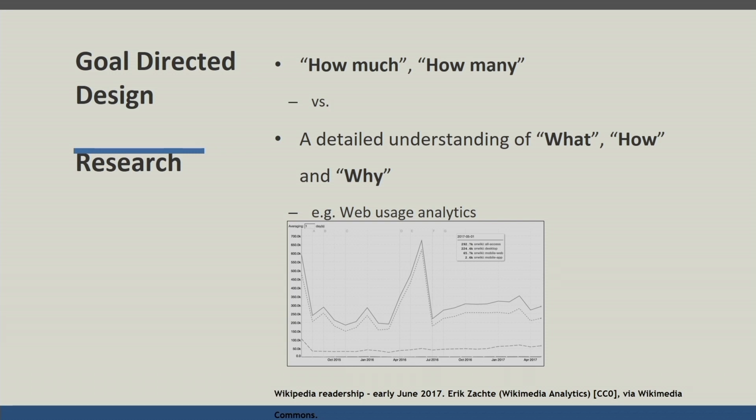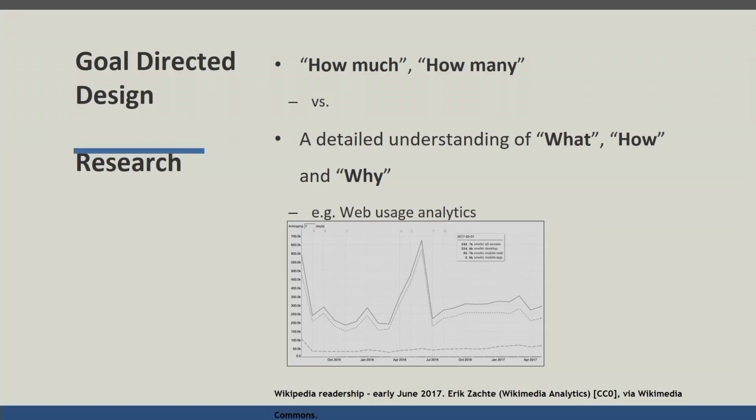Now there is another category of data, which is quantitative data. For example, the age, or the number of people in a particular group. So you have a number at the end of the question, how much or how many. But in terms of a detailed understanding of what, how and why, we need to do a qualitative study.